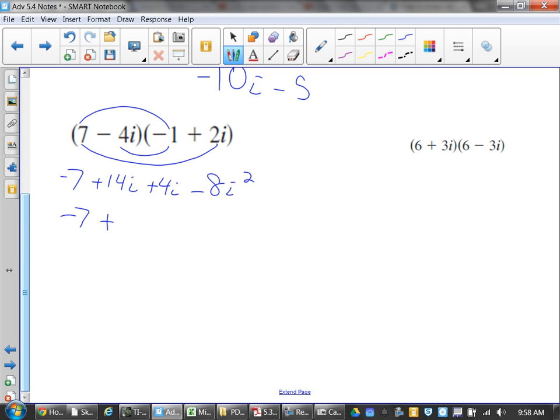14 and 4 gets 18i. This becomes negative 8 times negative 1, which is 8. Now, just like Izzy just did, she recognized right away it was negative 8i squared. She goes, oh, it's positive 8. You want to jump and write positive 8 right away? That's fine. So now you get negative 7 plus 8, and what's your final answer? 18i plus 1, or 1 plus 18i.